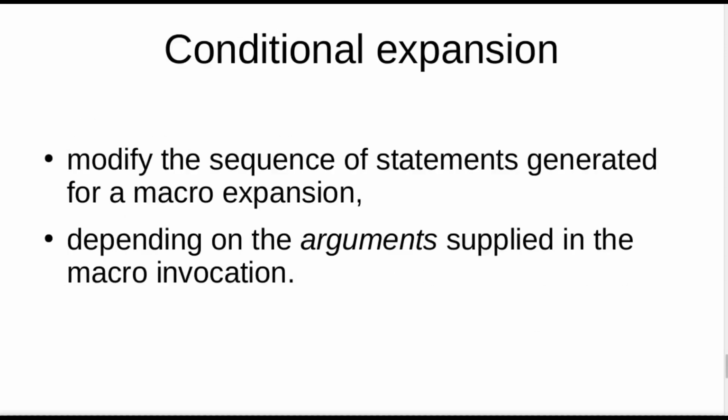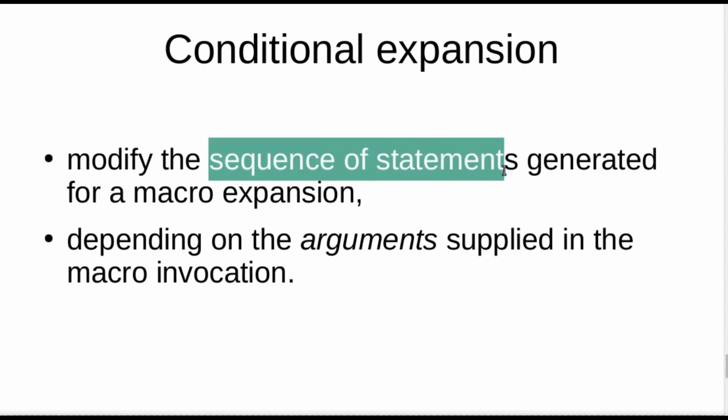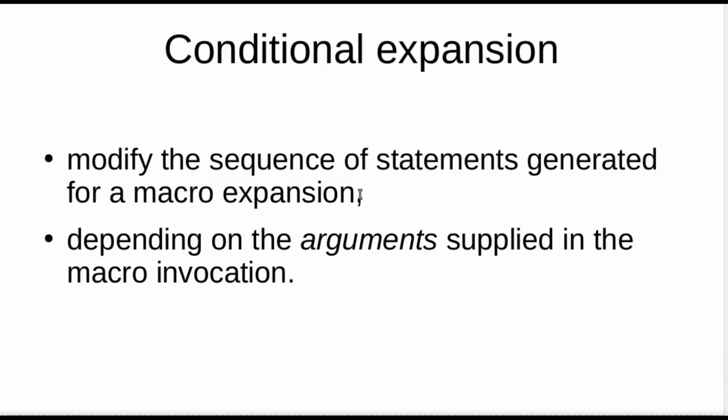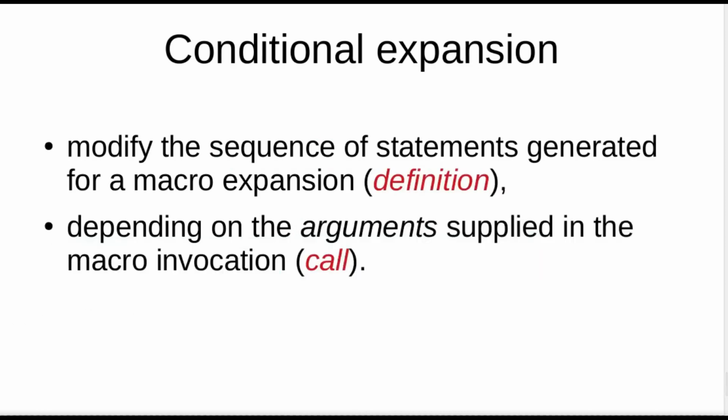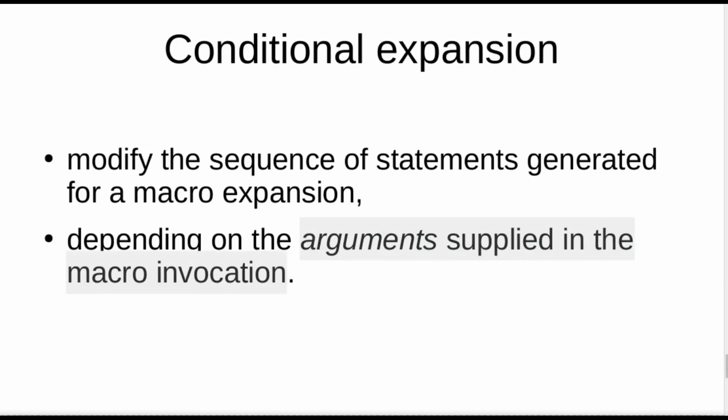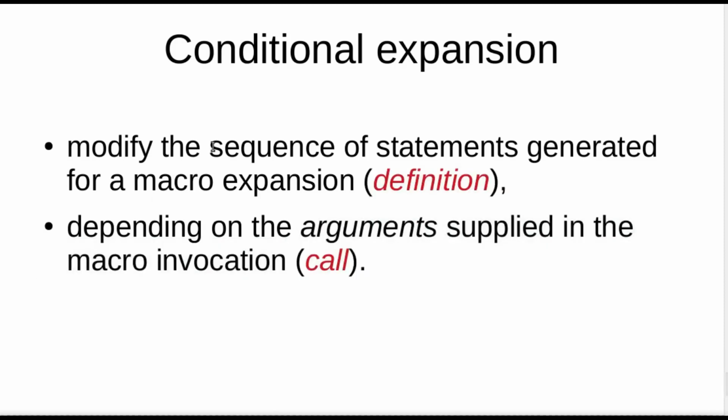Okay. So moving on, how can we conclude? Conditional expansion helps us modify the sequence of statements which are generated for a macro expansion. How do we modify it? It is modified depending on the arguments supplied in the macro invocation, right? A specific form of the previous statements can be this: we can modify the sequence of statements generated for a macro expansion of the macro definition.